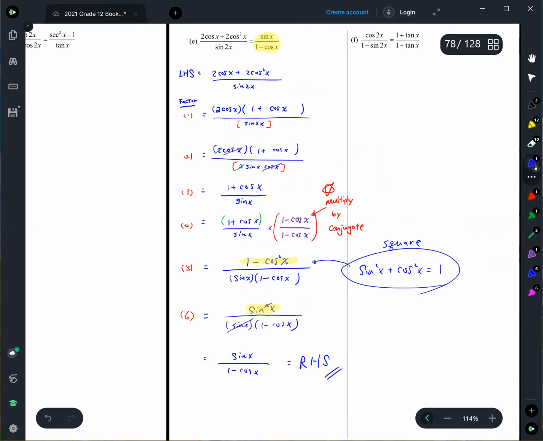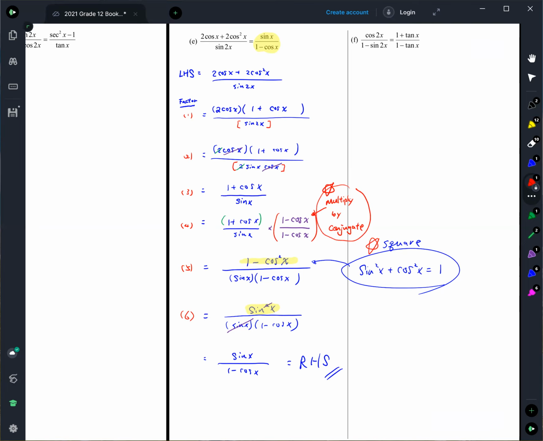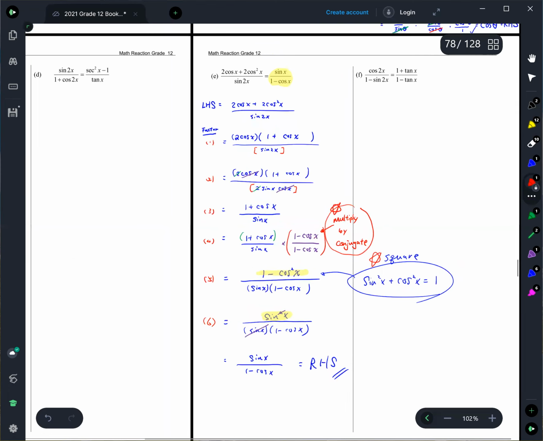So two main steps here. Two key steps. One is the multiply conjugate. One is using the modified square identity. So this is a very important question. You will have a couple questions that needs conjugate in your homework as well. So I guess we are right on time.